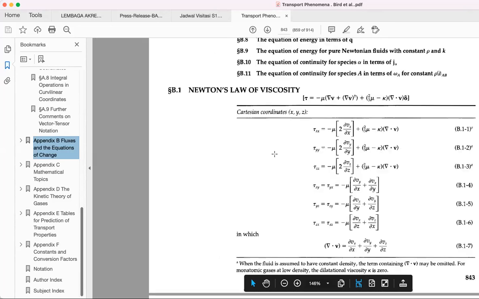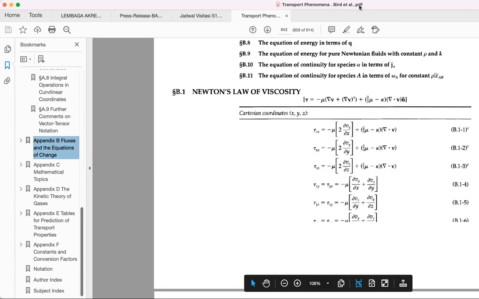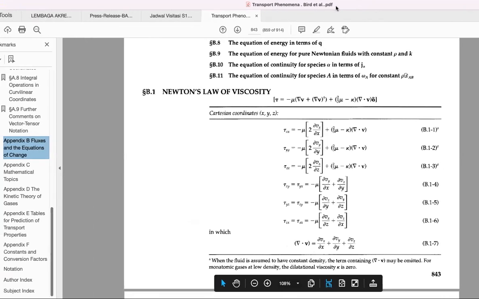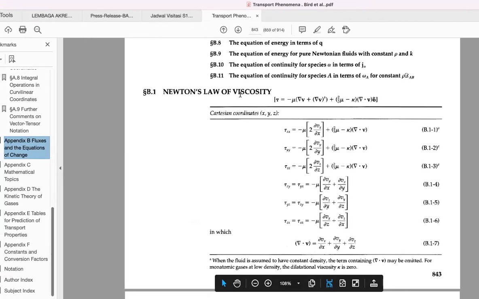In appendix B1, the Newton's law of viscosity, you can say that this is the formula of tau XX and this is the formula of tau ZZ. Sometimes we can neglect the second one, because this calculation can be omitted when the fluid has constant density. So just ignore this one.